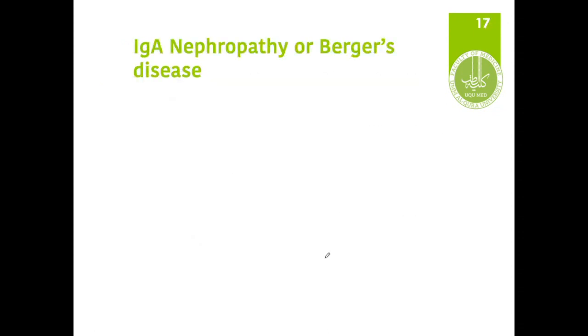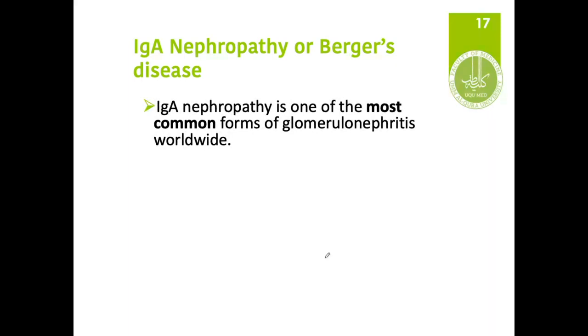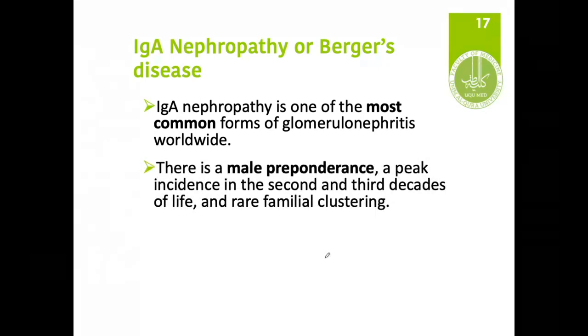First thing is, we'll discuss what IgA nephropathy is and then the answers to these questions. This is a case of IgA nephropathy, or Berger's disease, and IgA nephropathy is one of the most common forms of glomerulonephritis worldwide. There's a male dominance and peak incidence in the second and third decade of life, and it has a rare familial clustering.